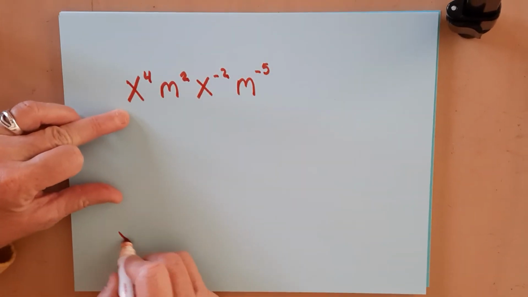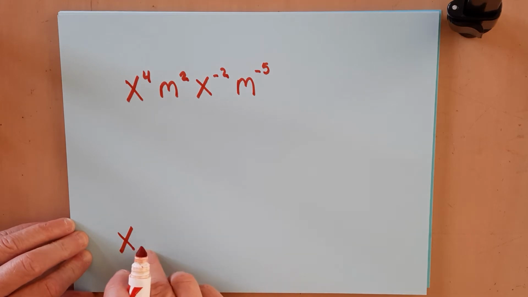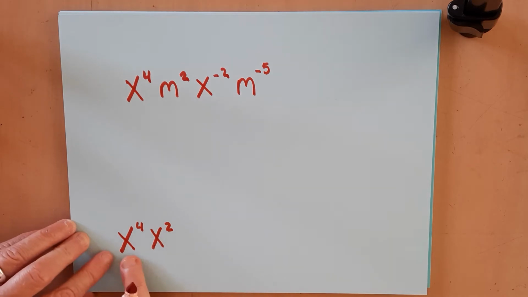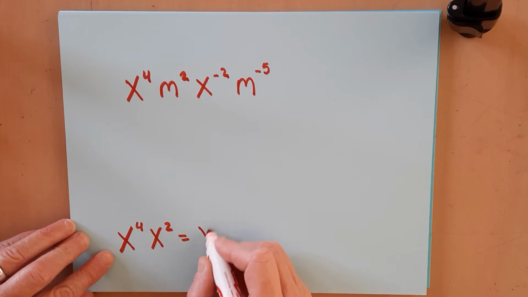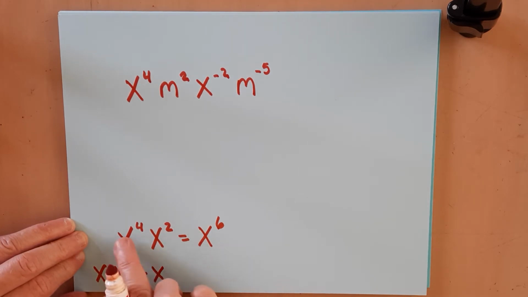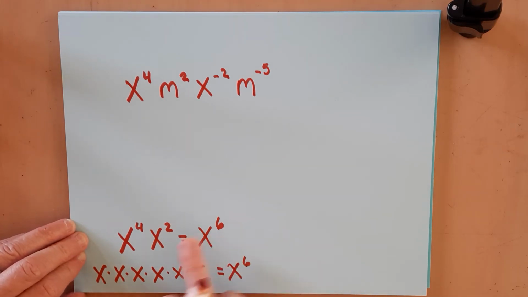So if you remember, when you multiply problems that have the same base, for example, x to the 4th times x squared, when you multiply these, you simply add the exponents. So this would be x to the 6th. The reason why that works is x to the 4th is x times x times x times x. We're multiplying that by x squared, which is x times x. So you can see there's 1, 2, 3, 4, 5, 6 x's. And that's how you get x to the 6th, and that's why you add these exponents.